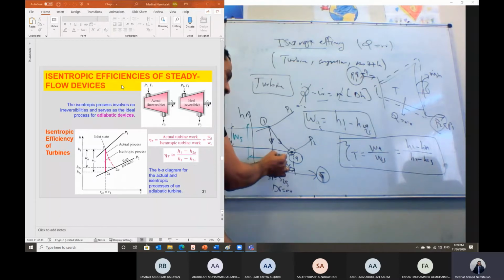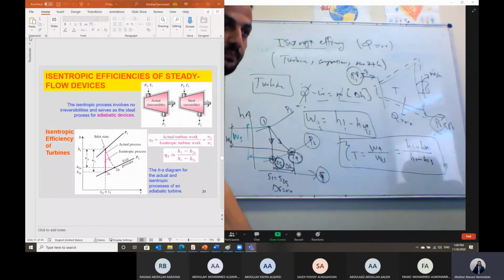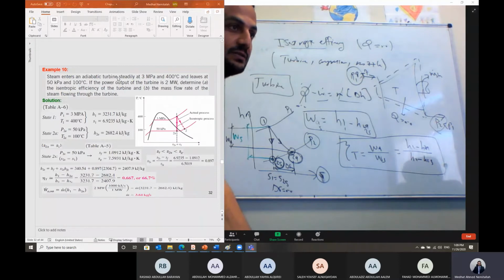So what about point 2S and point 2 actual? They should be at the same what? At the same pressure in this case. So P2 actual for the actual exit point is on the same pressure line as the isentropic exit point. So in your exam or any problem, it will just give you the exit pressure. This exit pressure works for the two points, the actual and the isentropic point. Okay? So let's solve an example here.